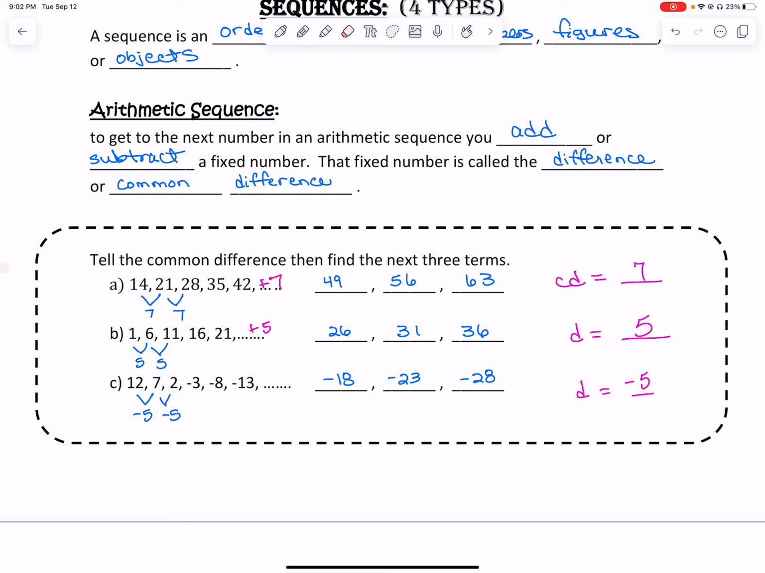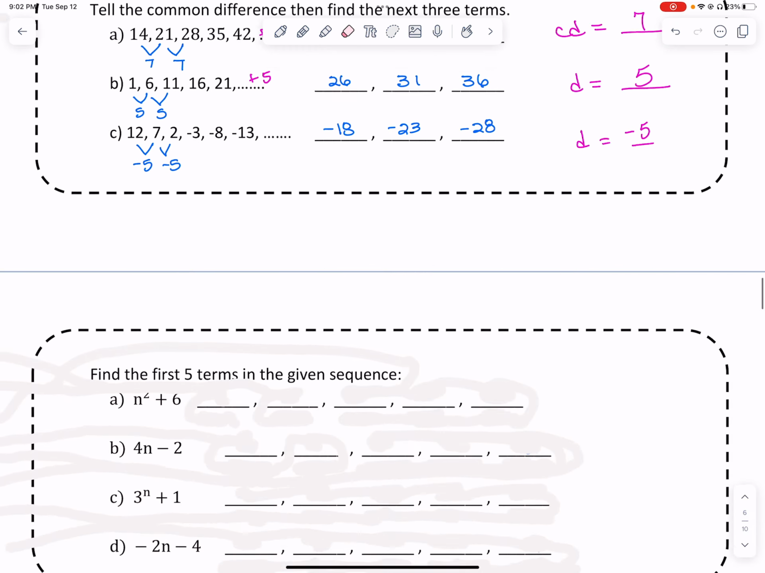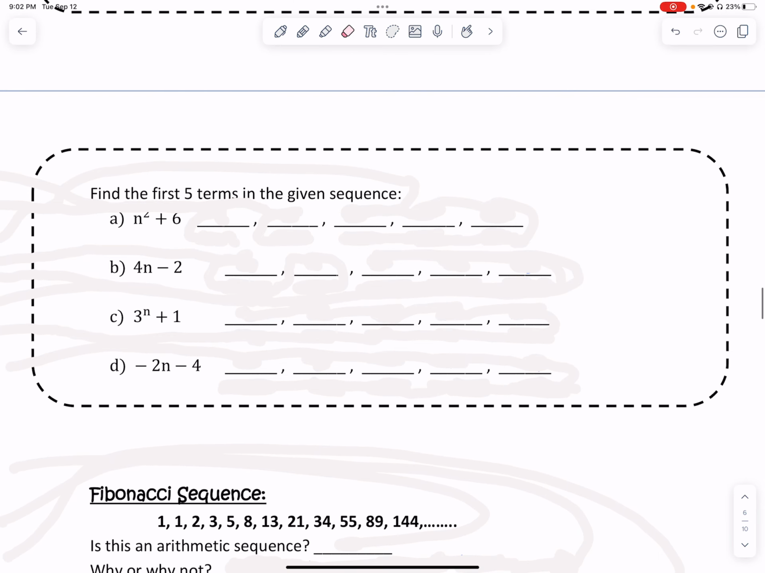And so I just keep subtracting. Okay, so I will ask you to determine if it's an arithmetic sequence. So you look to see if you're adding or subtracting. I'll ask you for the common difference, and then I'll ask you for the next 1 or 2 or 3 terms. Okay. Here is another way that you can learn about sequences.